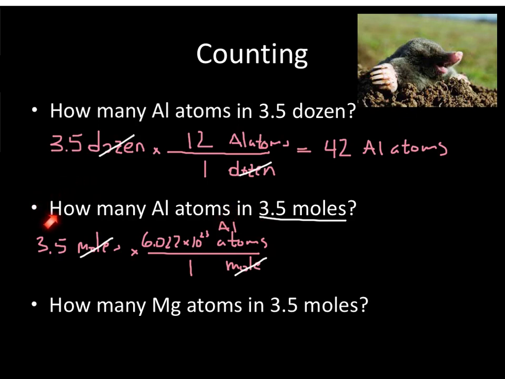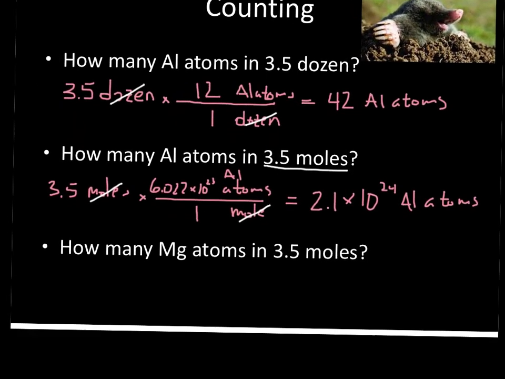And the question is asking us how many aluminum atoms, so we are ready to solve. And so as sig figs, our answer would be 2.1 times 10 to the 24th. And remember, no naked numbers. 2.1 times 10 to the 24th. We are left with aluminum atoms as our unit, so that means this would be 2.1 times 10 to the 24th aluminum atoms.